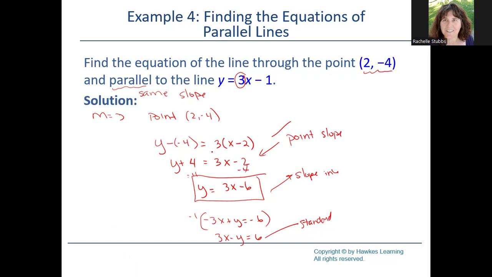So let's just review this. What did we need to know? We needed to know the slope and a point in order for us to create an equation. Our detectives have to have those two clues. But they didn't give us the slope, but they did tell us that the line we're trying to create is parallel to this line right here. And we do know that parallel lines have the same slope. So I can use its slope as my slope for the equation I'm trying to discover.